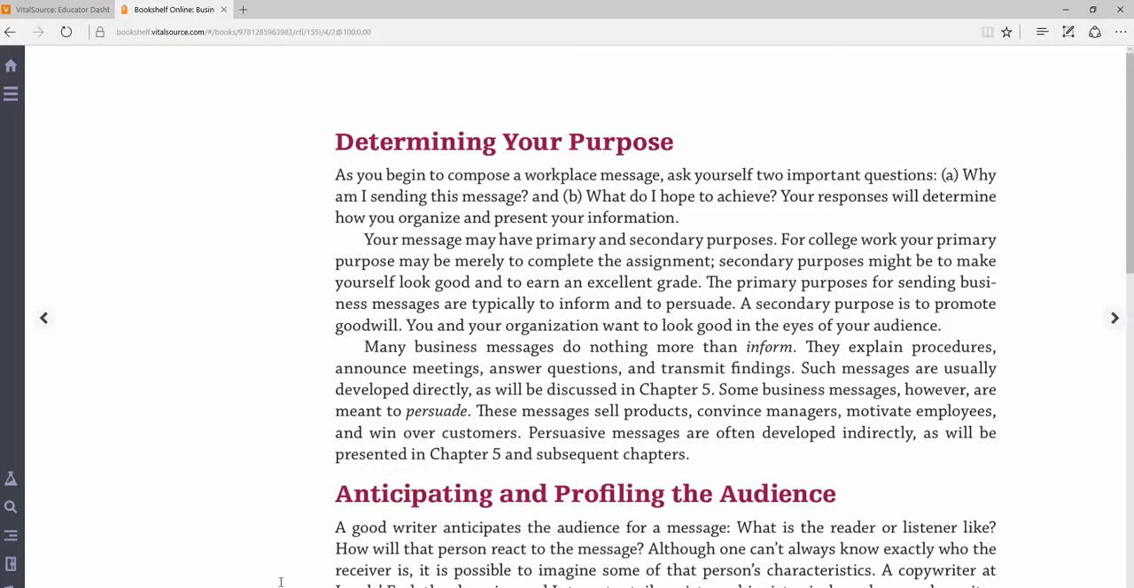Determining your purpose. As you begin to compose a workplace message, ask yourself two important questions. Why am I sending this message? And what do I hope to achieve? Your responses will determine how you organize and present your message. Your message may have primary and secondary purposes. For college work, your primary purpose may be merely to complete the assignment. It is what it is. Secondary purposes might be to make yourself look good and earn an excellent grade. The primary purposes for sending business messages are typically to inform and persuade. The secondary purpose is to promote goodwill.